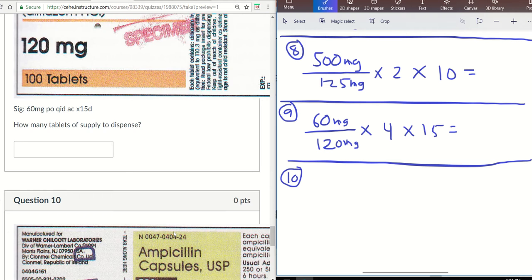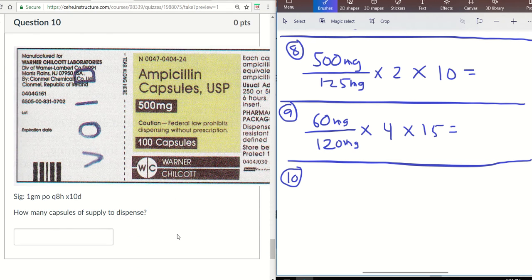One last one for this extra credit exercise. We'll change the grams to milligrams. The supply is 500. Q8H, they'll need to take it 3 times a day for 10 days. They will take 2 capsules 3 times a day for 10 days.